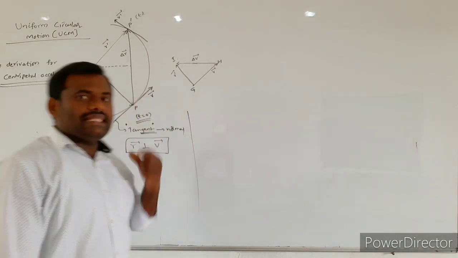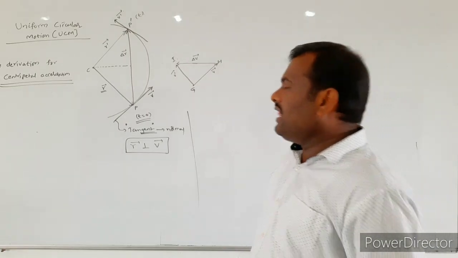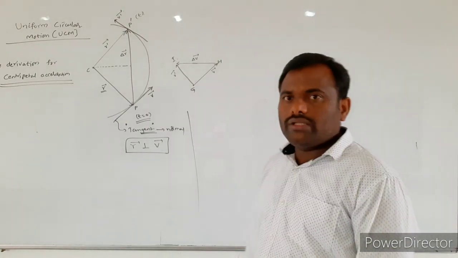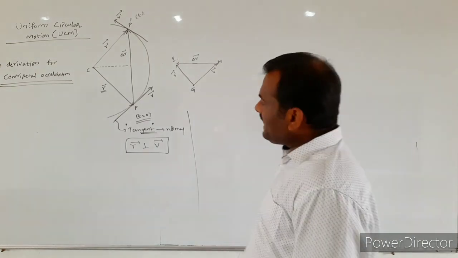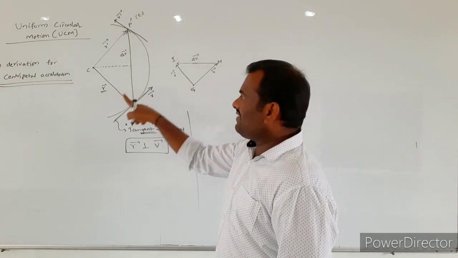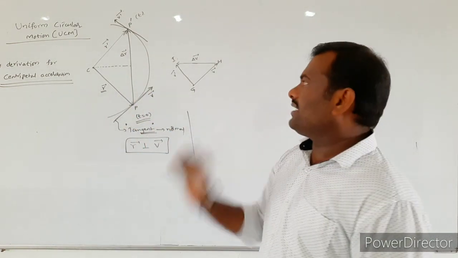Because we draw the tangent at the point P, tangent is nothing but a normal. So while the particle is executing uniform circular motion, at any point, its velocity vector as well as radius vector must be perpendicular to each other.